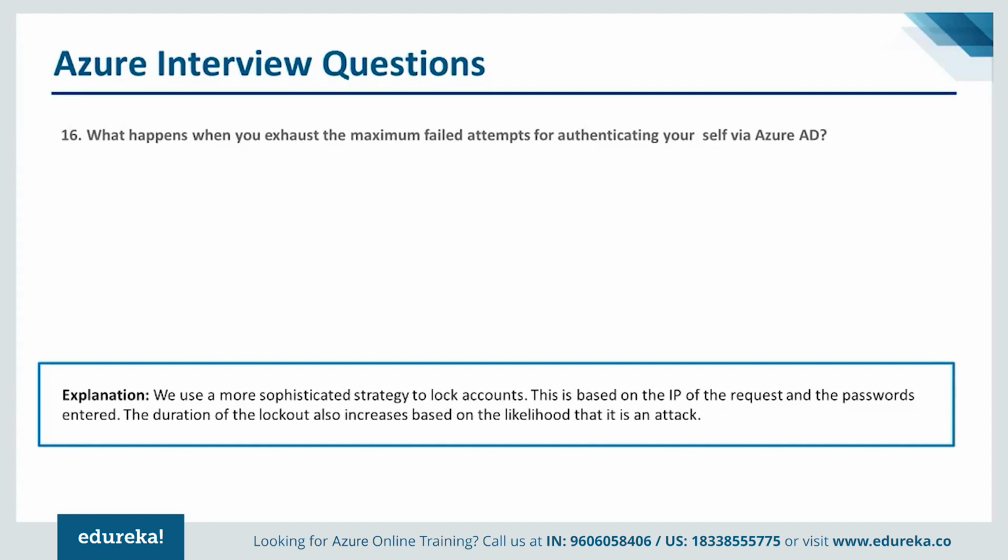Now when you talk about on-prem, we talk about account lockouts. So if you enter incorrect passwords more than 3 times, your account is locked out and it will be unlocked after maybe 15 minutes or half an hour or 1 hour, based upon how your administrator has configured it.